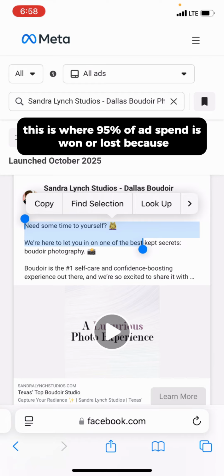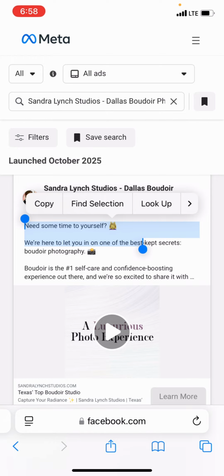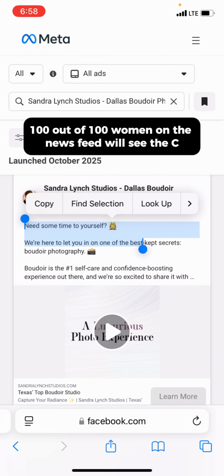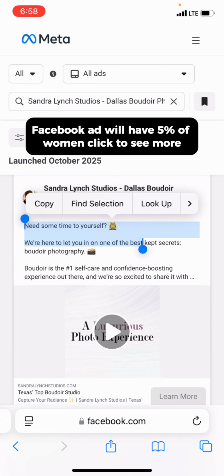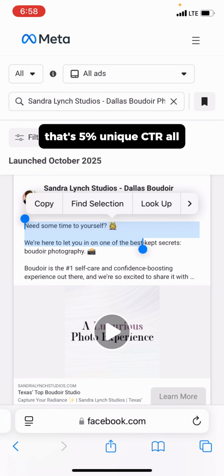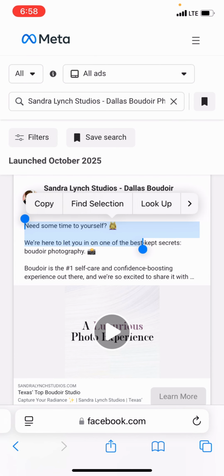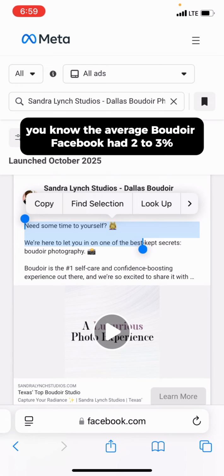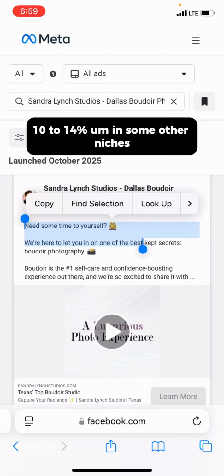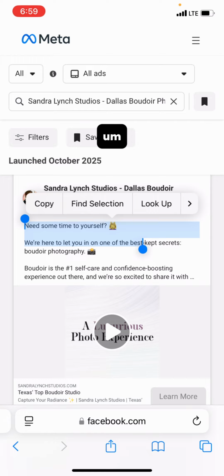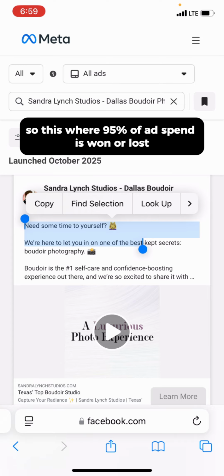This is where 95% of ad spend is won or lost, because 100 out of 100 women on the newsfeed will see the See More headline. And a good Boudoir Facebook ad will have 5% of women click the See More. That's 5% unique CTR. The average Boudoir Facebook ad gets 2 to 3%. Mine, I can do 6 to 9%. I've also gone 10 to 14% in some other niches. So this is where 95% of ad spend is won or lost.